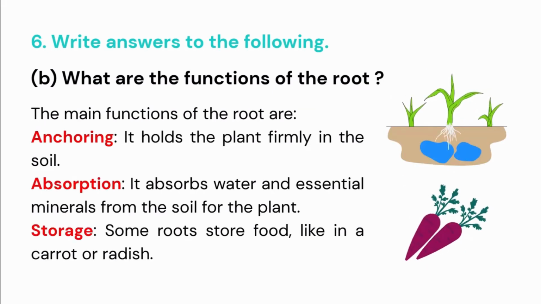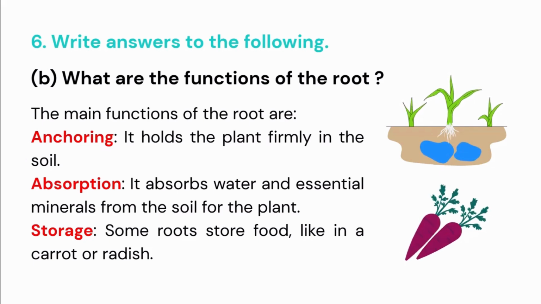Next question. What are the functions of the root? We all know that root has some functions. Which are they? Anchoring means it holds the plant firmly in the soil. By the help of root, the plant can stand in a firm position. Next one, absorption. The main function of the root is absorption of water and essential minerals from soil for plant growth, right?